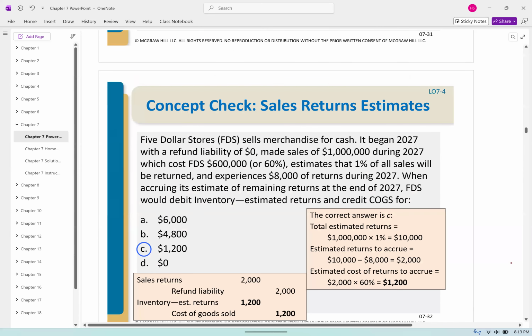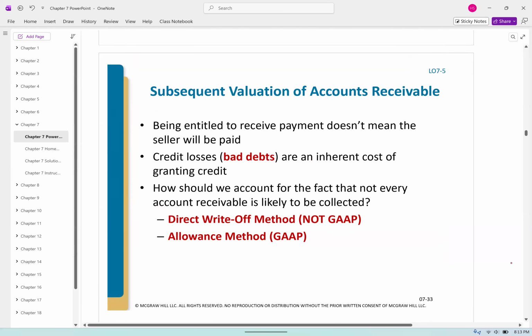Moving right along. Then let's talk a little bit about subsequent valuation of accounts receivable. Accounts receivable come about when we extend credit to customers. A lot of people just want to shut that down and say, no, we're not extending credit to anybody. Your sales would completely tank if you did not extend credit. Your sales go down, guess what? Your profit goes down. So you want to extend credit. You want to do credit checks and make sure that the people you have extended credit to are going to pay you.